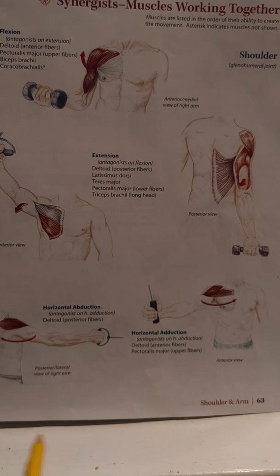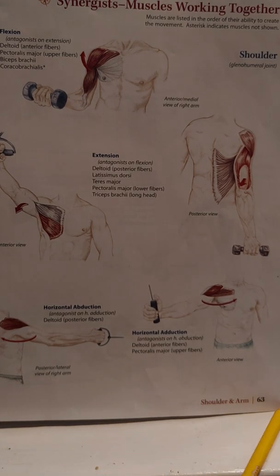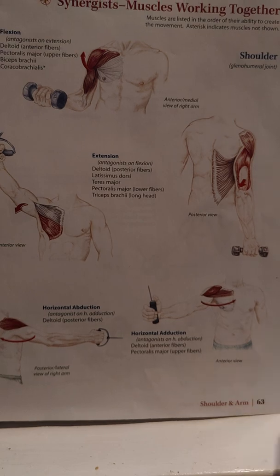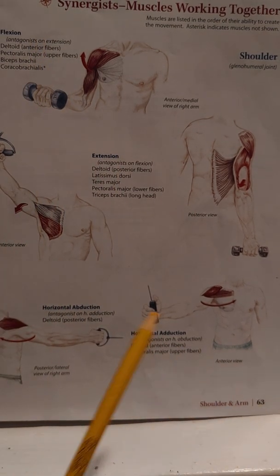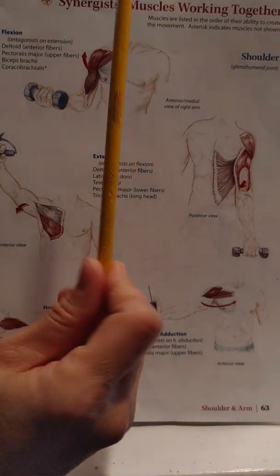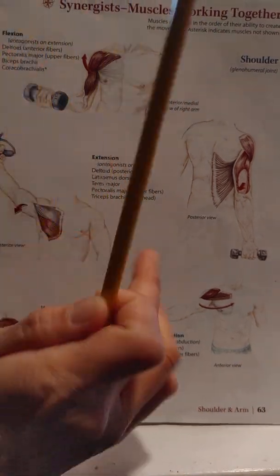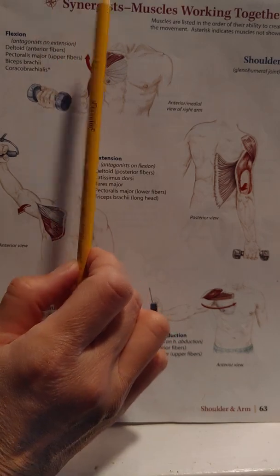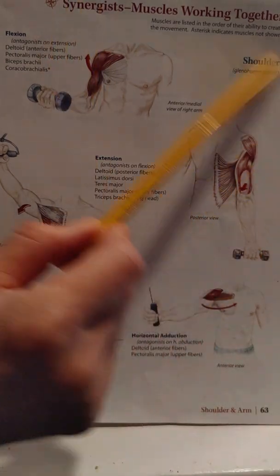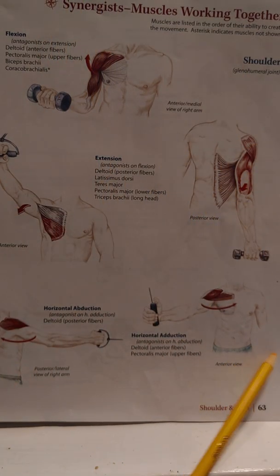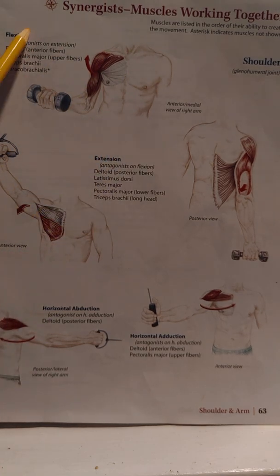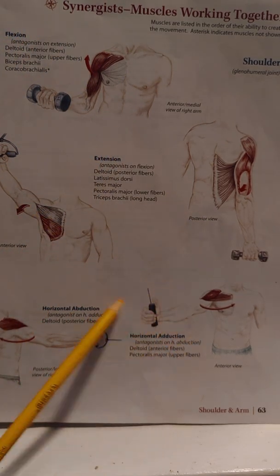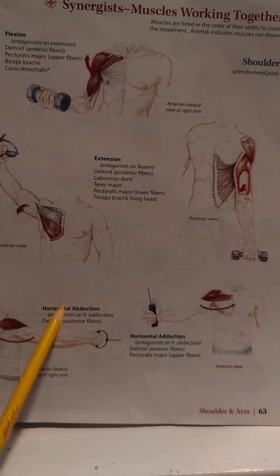Good morning, guys. So we are in the book Trail Guide to the Body, and I'm at page 63 for the shoulder and arm. This time, I'm going to be presenting the synergist. We all know synergist means muscles that are working together. This image shows muscles listed in order of their ability to create the movement, and there's some areas here where the muscles are cut as well.